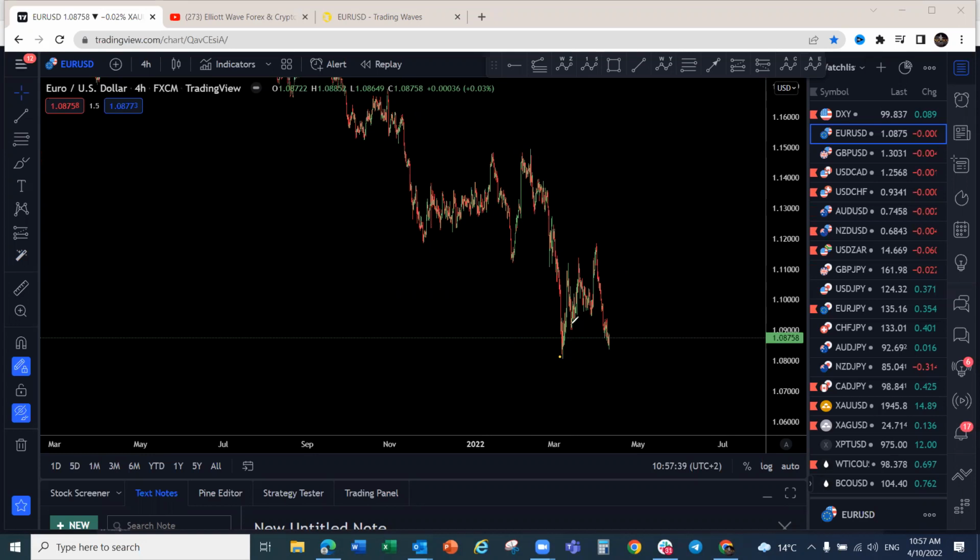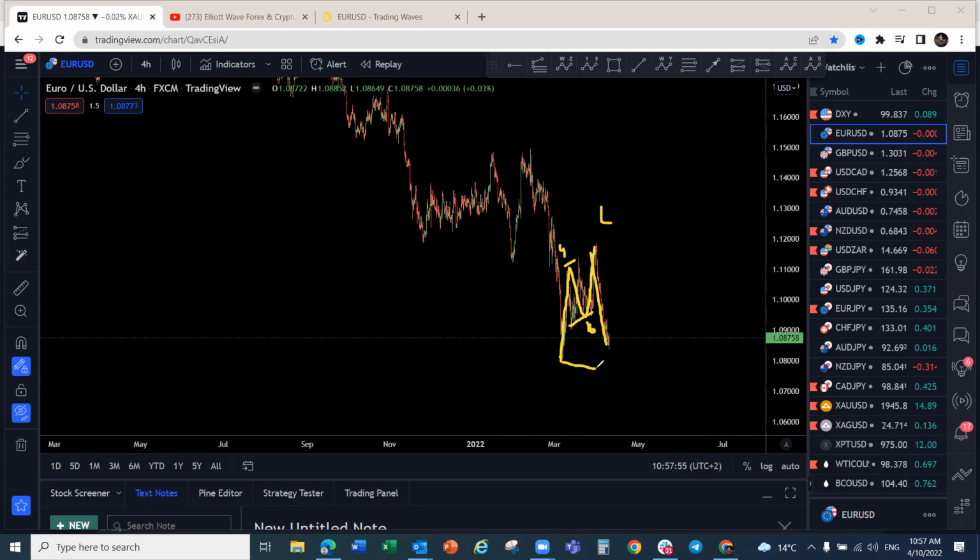So if you look at this, the DXY has made a flat with a complex B. This has made what looks like a zigzag with a complex B that is a running flat in the middle here. So a simple ABC corrective structure. So that's why the euro is still pushing to the downside.